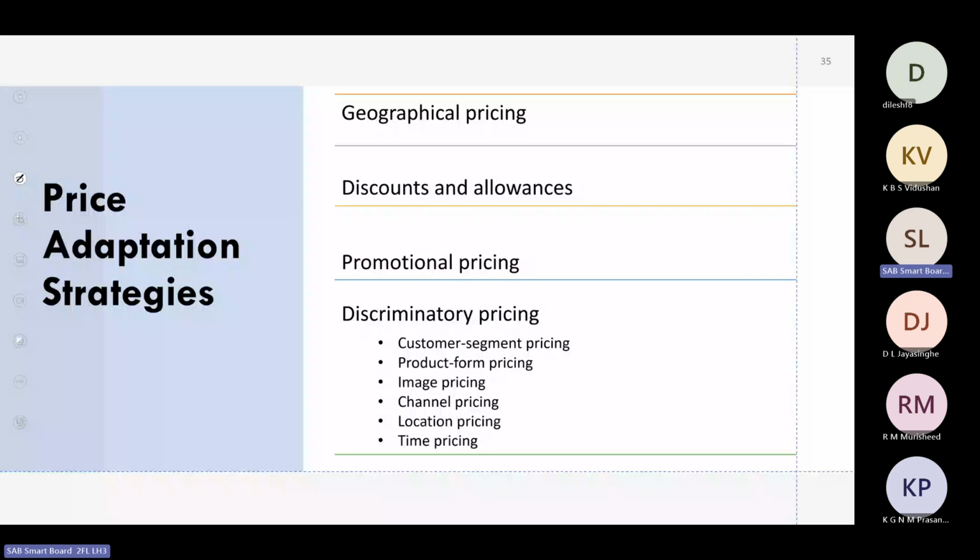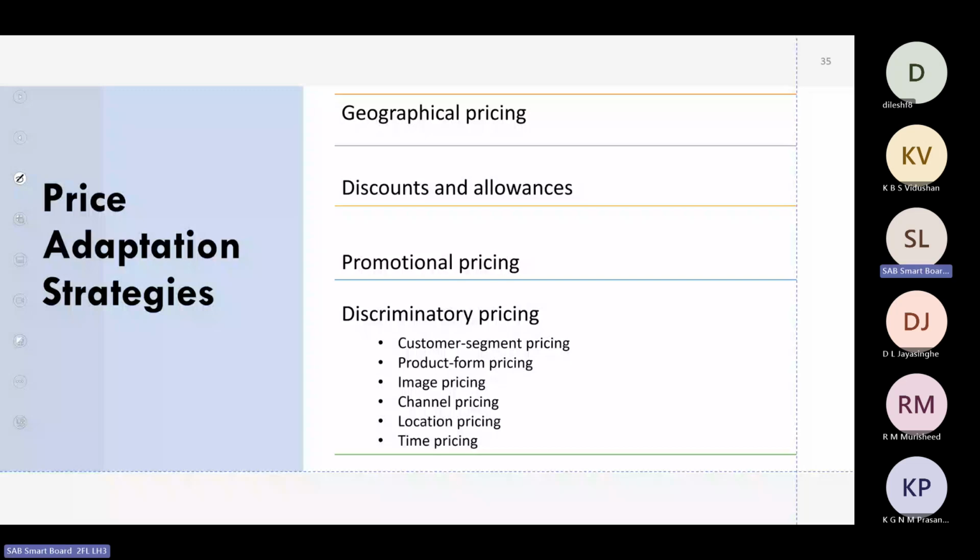So that is the most interesting part of these price adaptation strategies. Discriminatory price. I will not be telling you any example. I will tell you the definitions behind it, then I will give you time. Later you need to find examples for this. Right. The first one is customer segment price.